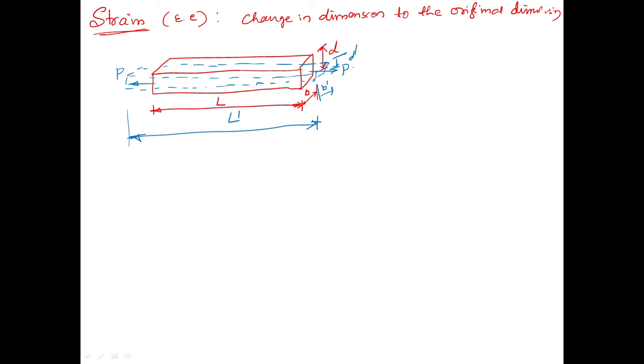Sir, length increases. Length increases. Okay. Now breadth decreases, other dimensions are decreased. Suppose you look at the side view of this component. Now B and D are initial dimensions, right? D dash and B dash are final dimensions. Now here in front view, L dash is the increased dimension.